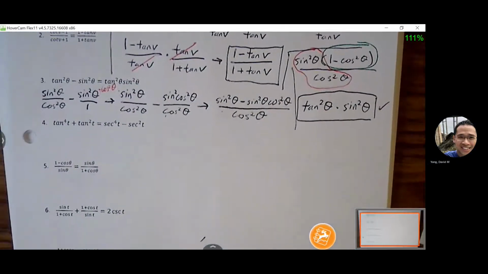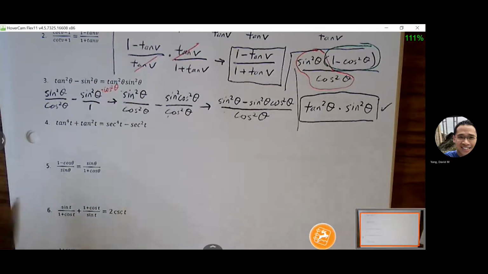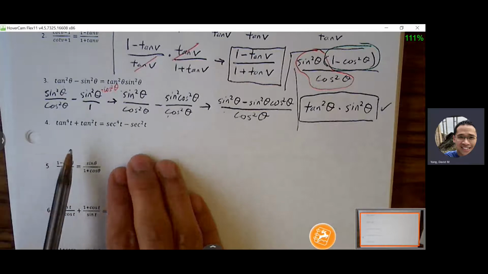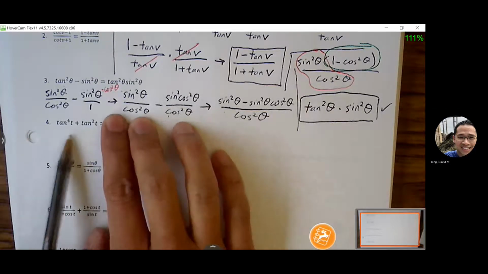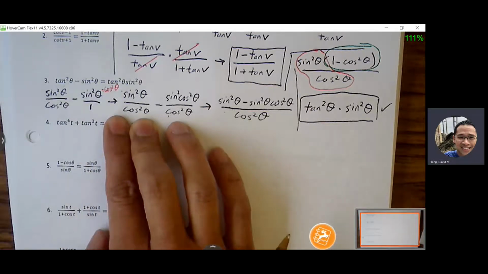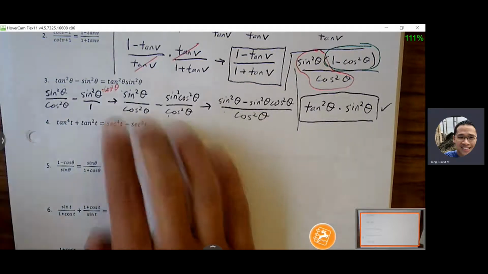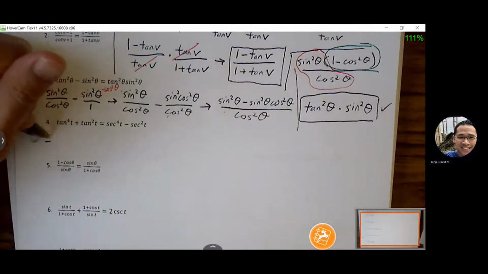Okay, number 4. Tangent to the fourth plus tangent squared equals secant to the fourth minus secant squared. Anything stand out to you here? Raised to the fourth. What can we do to put this in a different form? Factor. Yeah, GCF. What's my common factor? Tan squared.